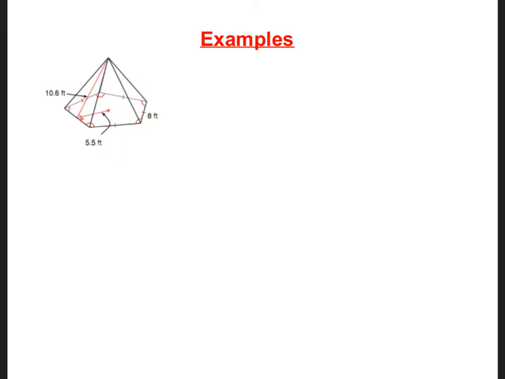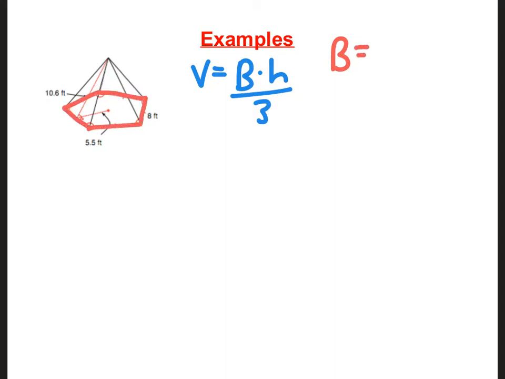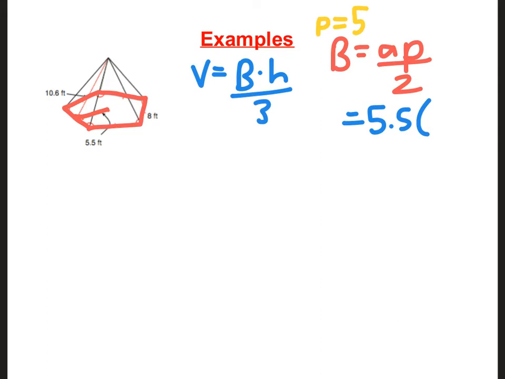All right, my second pyramid, notice that we're using that formula again. Volume equals the area of the base times the height divided by 3. Let's start by finding the area of your base. So B equals, we have a regular pentagon here. So we're going to do that formula AP divided by 2. Your apothem, which is this length here, 5.5, times the perimeter. Remember, to get my perimeter, P equals the number of sides, so this one has 5, times the side lengths, which is 8.